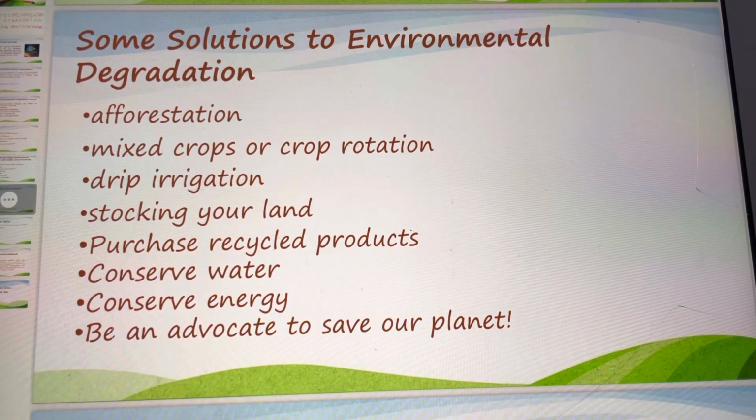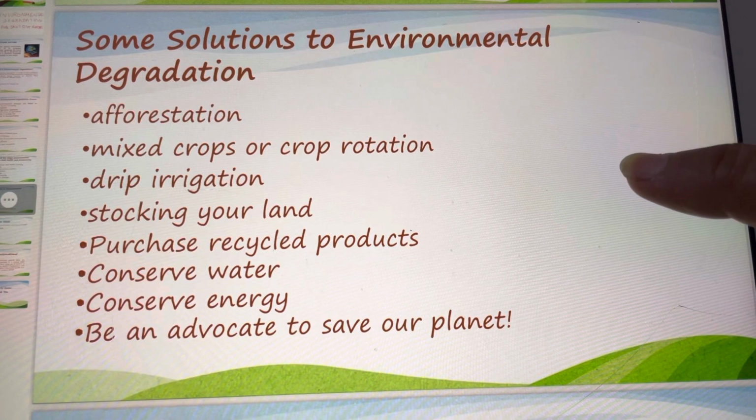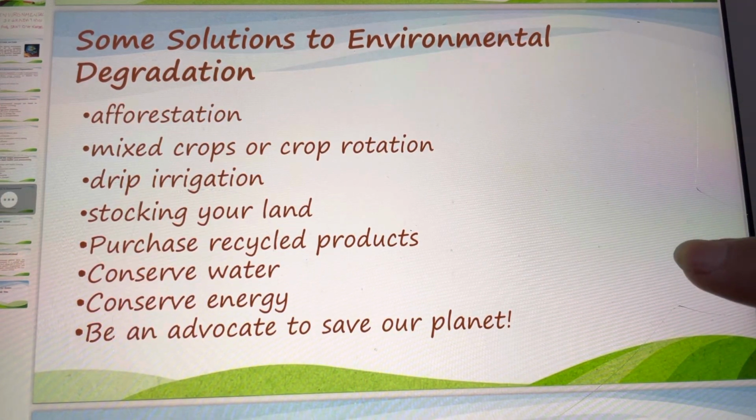Drip irrigation, without sprinkling, is a scheme that can be used so that water loss can be avoided. That can be one of the solutions for environmental degradation.